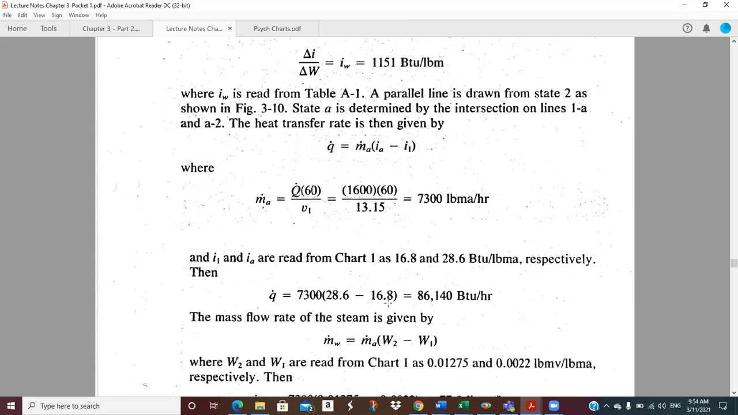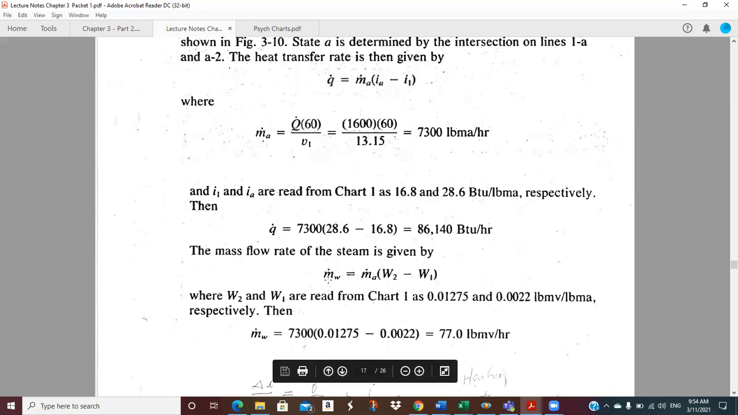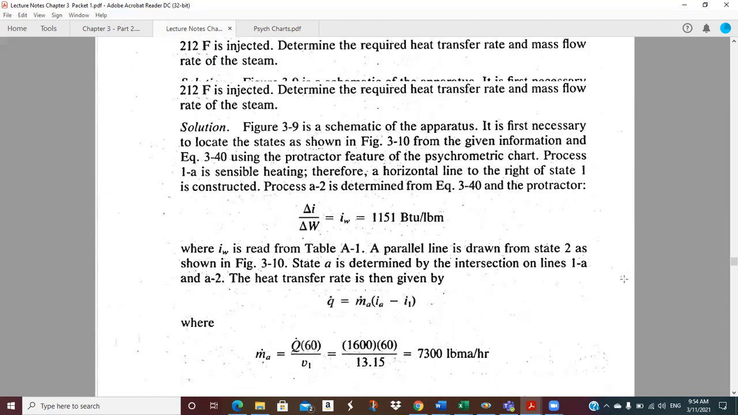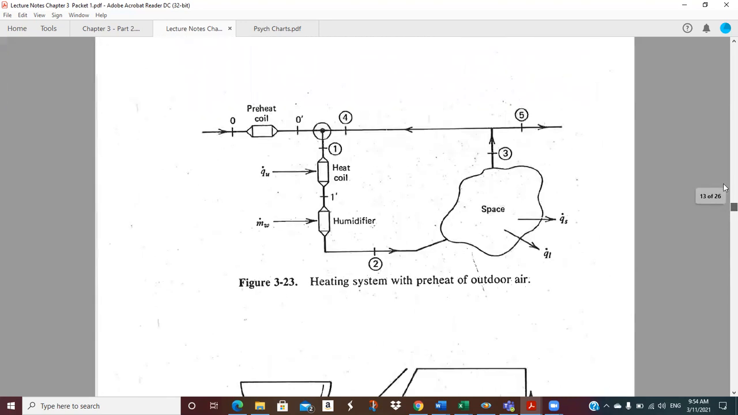7,300 times that enthalpy difference gives 86,140 BTUs an hour. So for this condition, that's the capacity that you would need. And you know, if you're speccing a coil, you'd probably put 100,000 in there just to make sure that on a colder day you could do it, typically round up a little bit. And then the mass flow rate of steam is the mass flow rate of dry air times the humidity ratio difference. And so we can go back up here real quick.